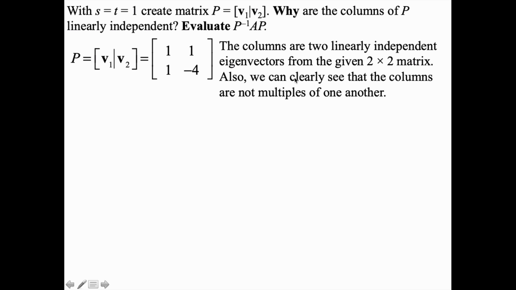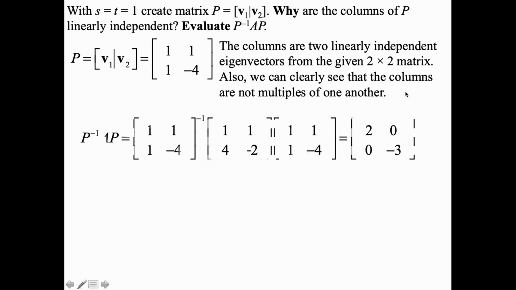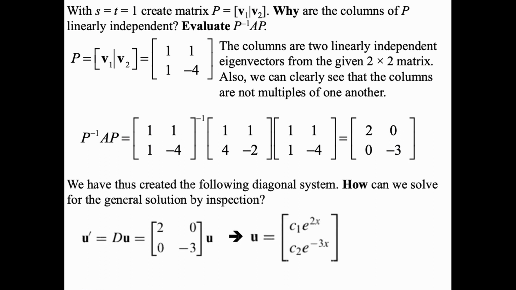And now here comes the fun part. We want to evaluate P inverse AP to get that diagonal matrix, which will unlock this puzzle for us. So for P inverse AP, you take the inverse of matrix P that we just constructed, take the original coefficient matrix A from the original differential equation system, multiply it again by matrix P on the right, and lo and behold, we have another familiar face. We have a diagonal matrix with those same numbers we talked about in the second system on the first slide: 2, 0, 0, -3.